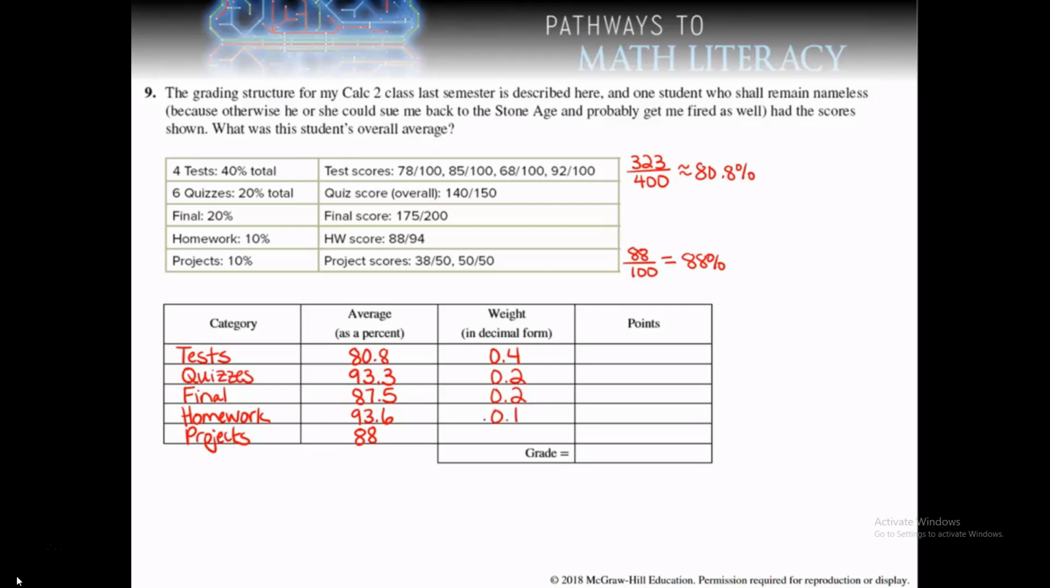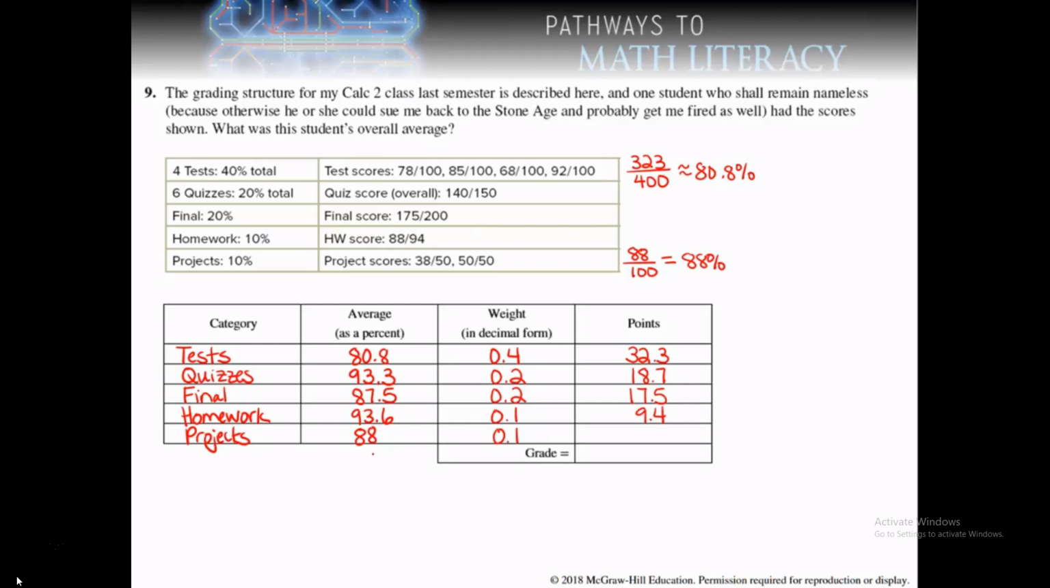Now to find the points that you get towards your grade for each of these categories, we need to multiply the average times the weight. So 80.8 times 0.4 gives us about 32.3. 93.3 times 0.2 gives us about 18.7. 87.5 times 0.2 gives us about 17.5. 93.6 times 0.1 gives us about 9.4. And 88 times 0.1 gives us 8.8.